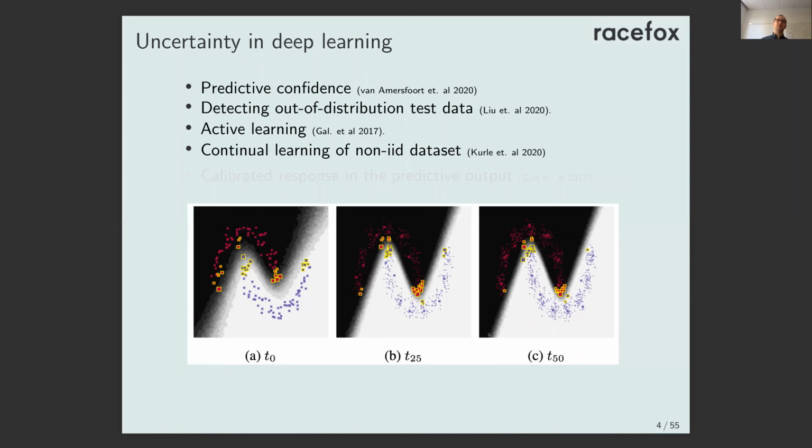But by using uncertainty, you can have better results, even though you feed the data sequentially into your training process.